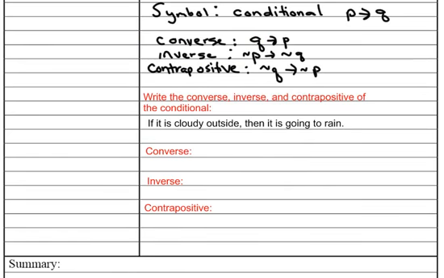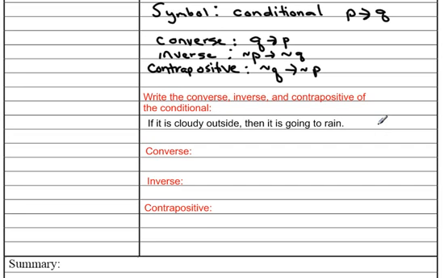Okay, so now let's do a little practice with our new vocabulary, converse, inverse, and contrapositive. So we're going to write the converse, inverse, and contrapositive of this given conditional, the one that we worked with earlier. If it is cloudy outside, then it is going to rain. So go ahead and pause the video, take a second to write the instructions down and the conditional statement.